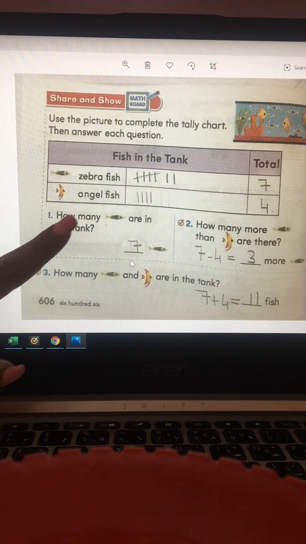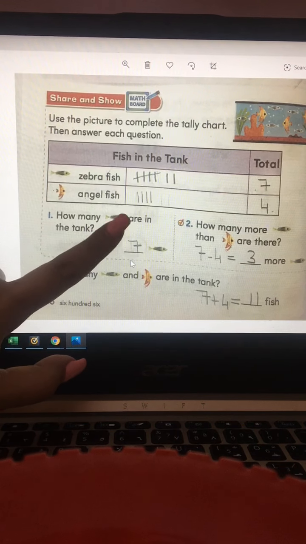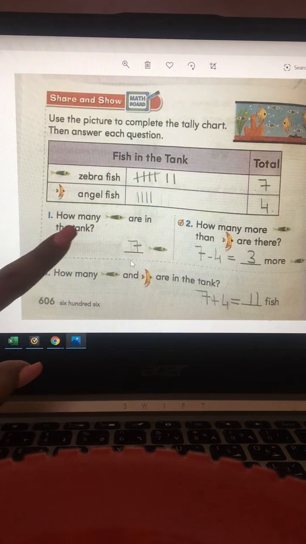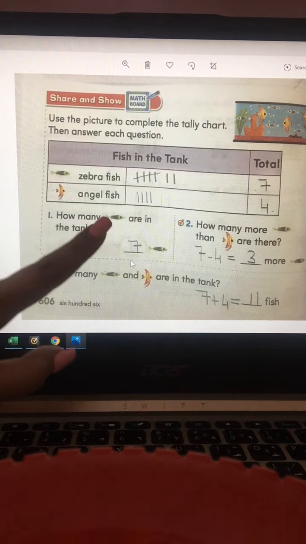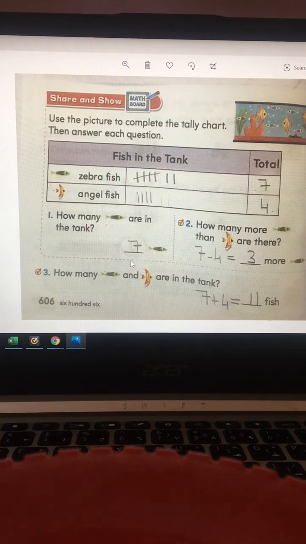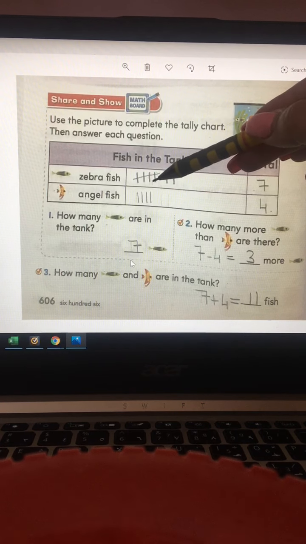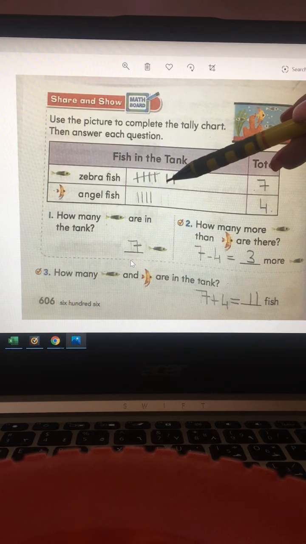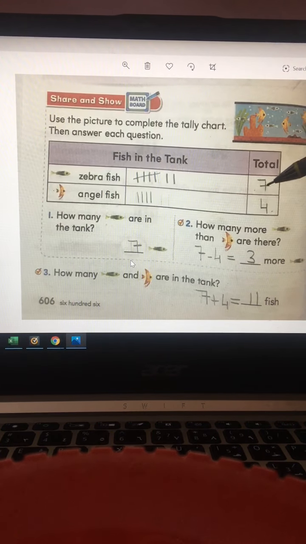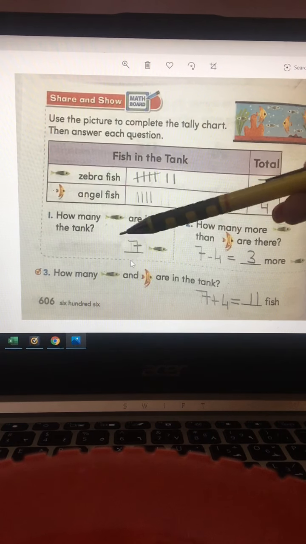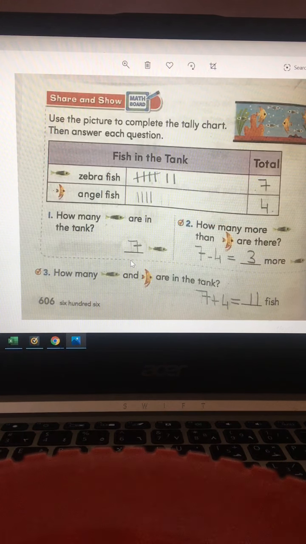Question number 1, how many zebrafish are in the tank? Again, how many zebrafish are in the tank? Let's count together. Here, this is 5 and 2 more, 6, 7. So the total number is 7. So there are 7 zebrafish in the tank.